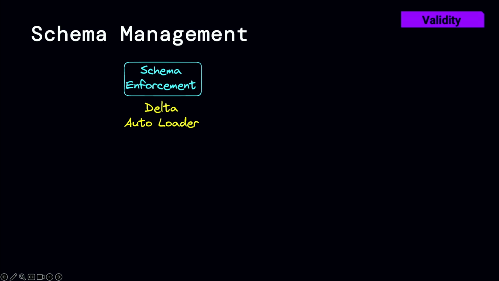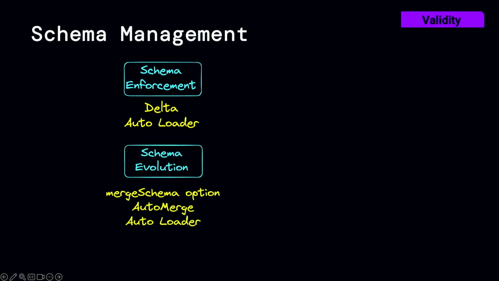But in today's world, a lot of people are ingesting data from different APIs and NoSQL databases, which means your schema can evolve over time. So Databricks also gives you the capability to do schema evolution. You can set the merge schema option to true on Delta, and then Delta will add additional data columns for you. Or you can set auto merge on a single Spark session and utilize schema evolution from there. You can set schema evolution for Auto Loader as well.